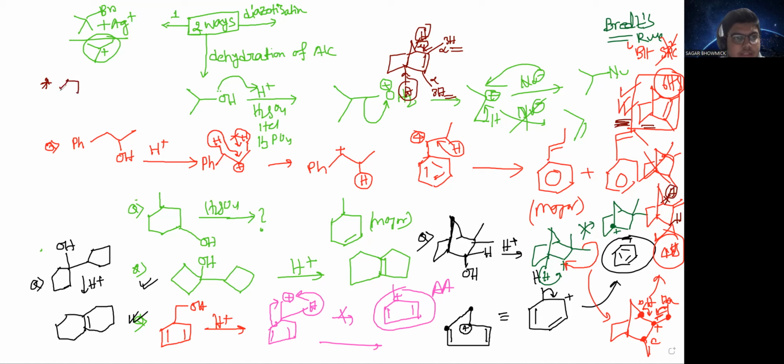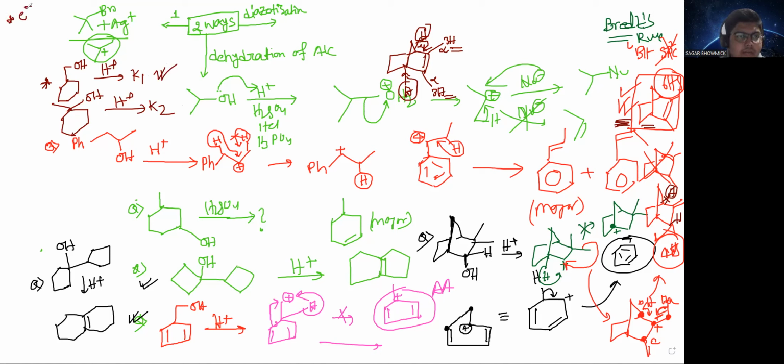The last question is a six-member ring with OH. We are giving H plus, and another one with CH2OH, H plus. For the first reaction, the rate constant is K1. For the second reaction, the rate constant is K2. Which reaction will be faster? K1 will be faster. Why?